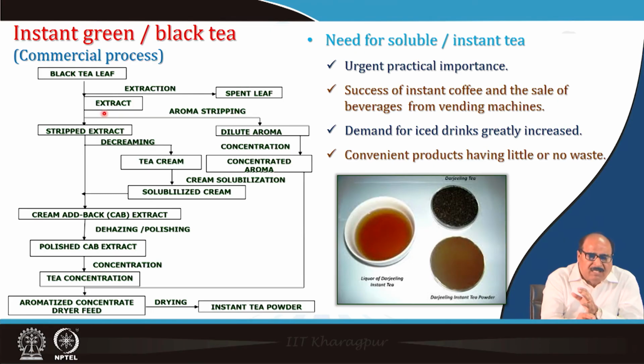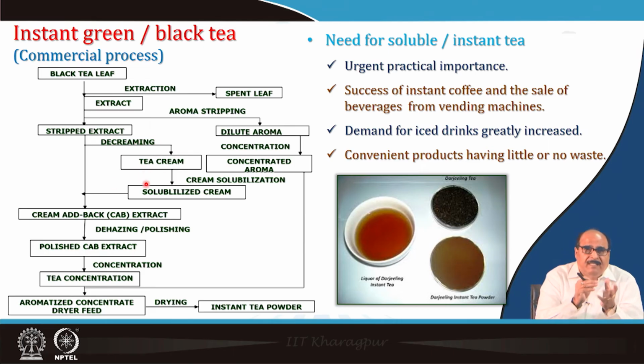Then this extract is subjected to aroma stripping, that is, by an appropriate method the aromatic compounds are stripped and collected from the extract, and the dilute aroma is concentrated by freeze or vacuum drying. So, the concentrated aroma is kept separately. This de-aromatized stripped extract is put next to the de-creaming treatment.